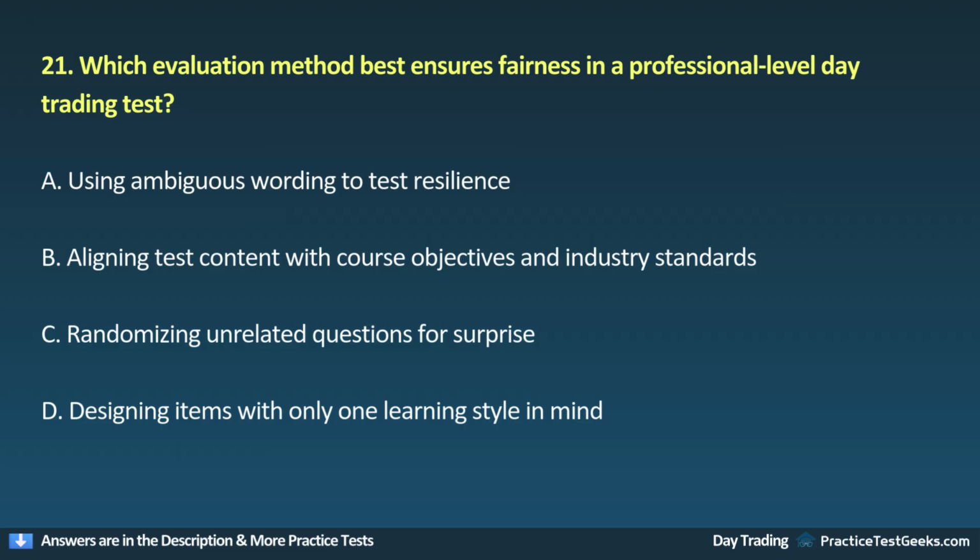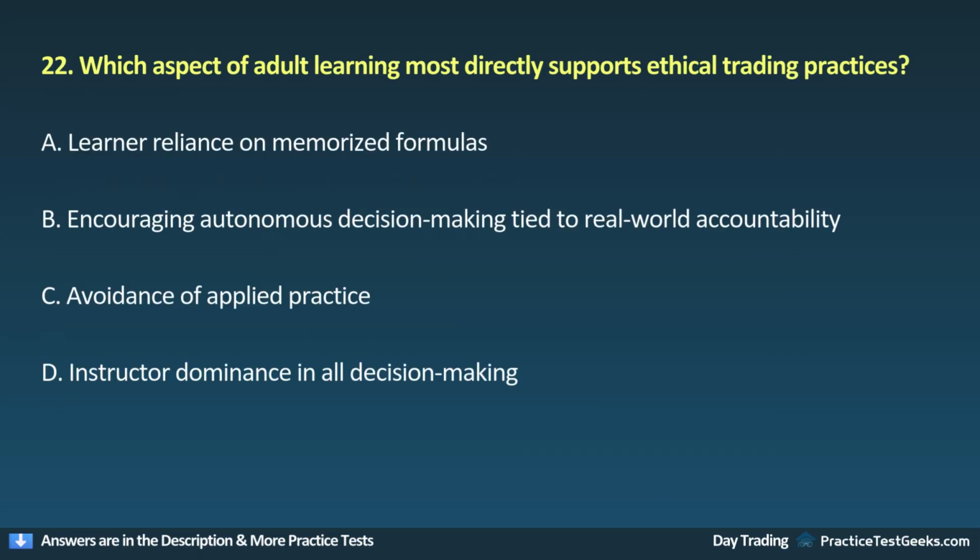21. Which evaluation method best ensures fairness in a professional-level day trading test? A. Using ambiguous wording to test resilience. B. Aligning test content with course objectives and industry standards. C. Randomizing unrelated questions for surprise. D. Designing items with only one learning style in mind.